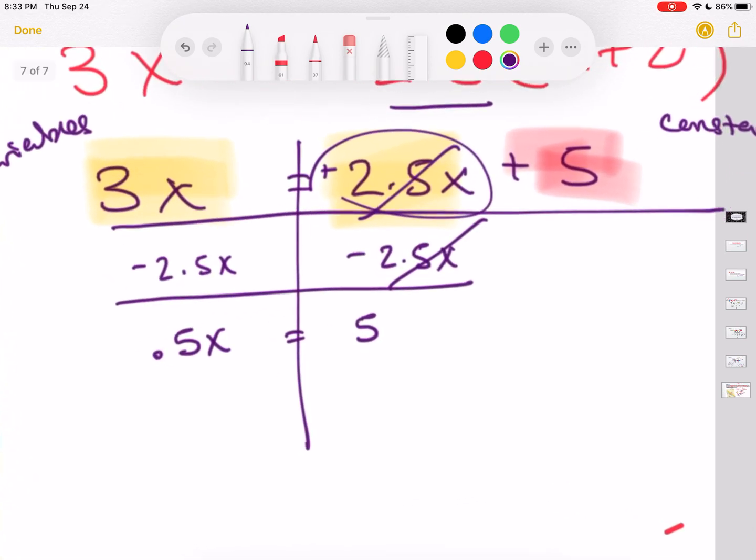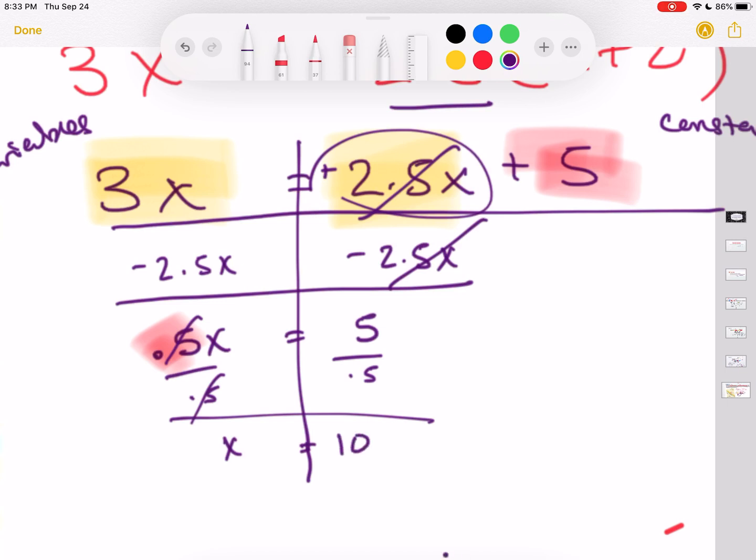Now I have 0.5x, and I want to get x by itself. That 0.5 is in the way, so I'm going to divide by 0.5 on both sides. You could use your calculator for this, or you could use long division. 0.5 divided by 0.5, we're just left with x. And 5 divided by 0.5 is 10. So x equals 10.